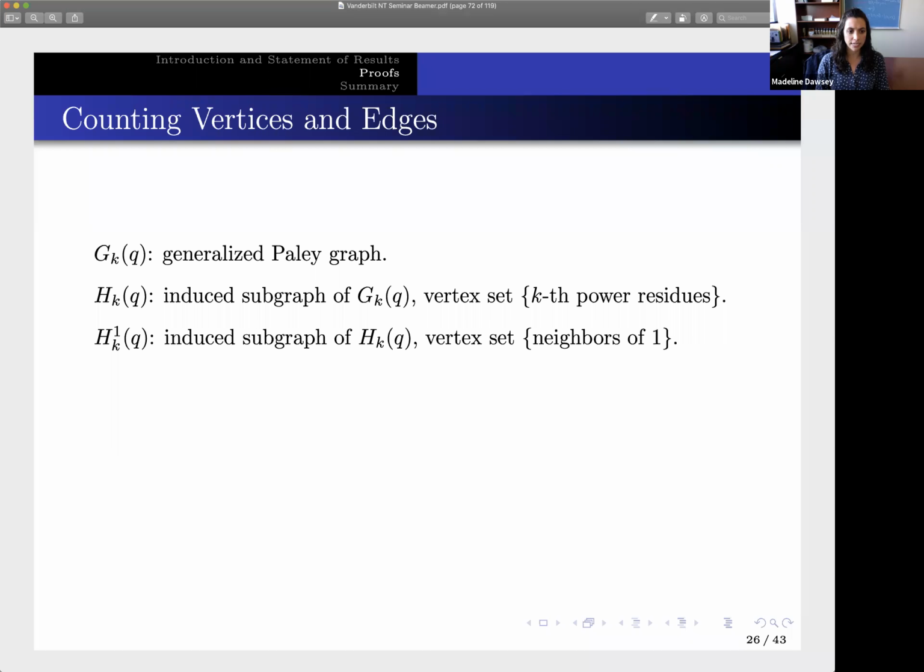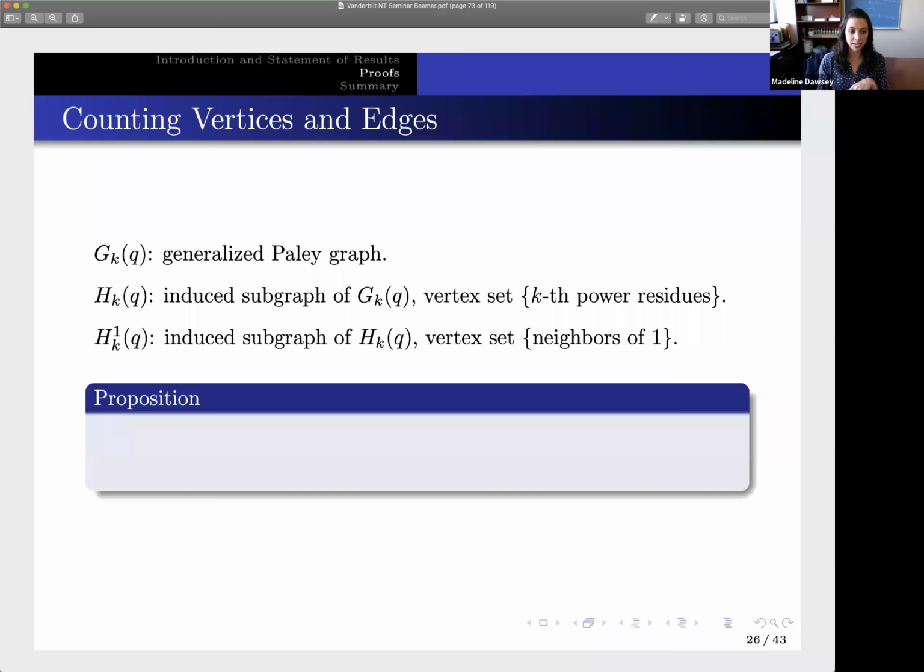So the first subgraph we're going to take is hk of q. This is the subgraph of gk of q where you only keep the vertices that are already kth power residues. So they're already kth powers. Induced just means once we throw away everything that's not a kth power, all the edges between the vertices that remain should still be there, right? So you keep all the edges that were in the original graph that are connected to these vertices that are kth powers. And then hk1 of q is the induced subgraph of hk of q, where now you're only keeping neighbors of 1. So you're only keeping the vertices that were connected to 1 in hk of q.